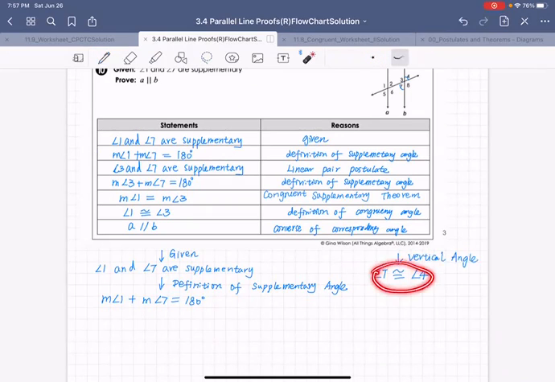Vertical angles are congruent. Then based on this, we can write down what? Their measurements are equal, right? Definition. Here, when two angles are congruent, you write down this symbol. When the measurements are equal, you write down equal. Don't write down this. This is the definition of congruent angles.